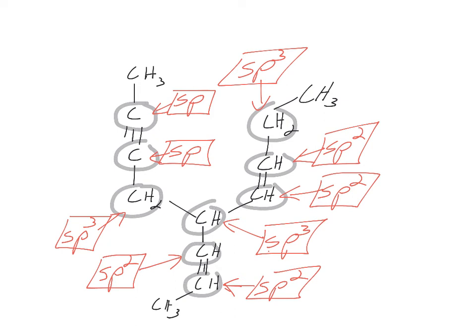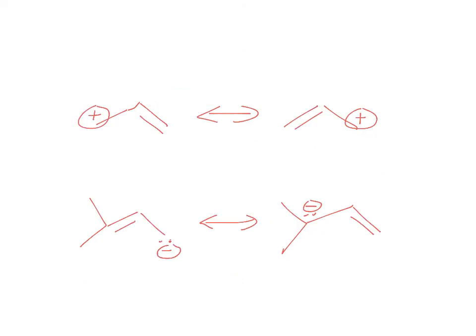Tetrahedral. The bond angle is 109.5. Let's talk about resonance. I have two examples of resonance structures. One's a cation, something with a plus charge. Another one's an anion, something with a negative charge, a carbon with a negative charge. These are the two basic examples I showed in class the other day.